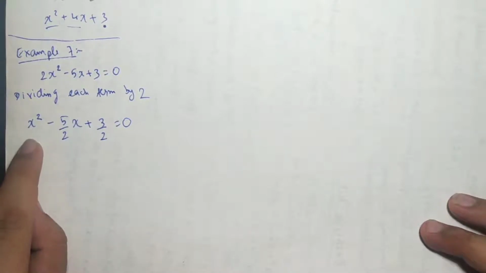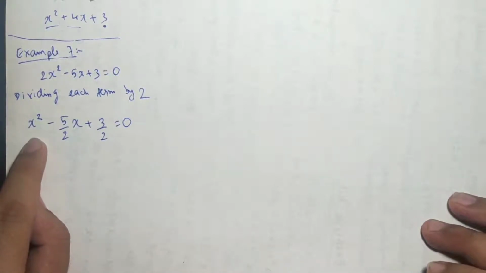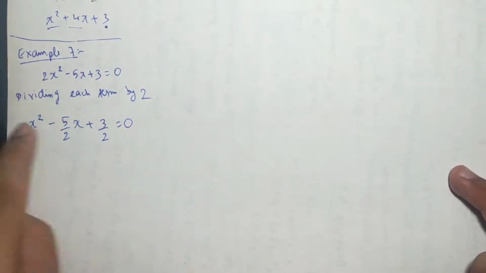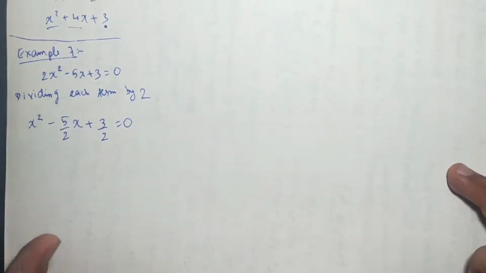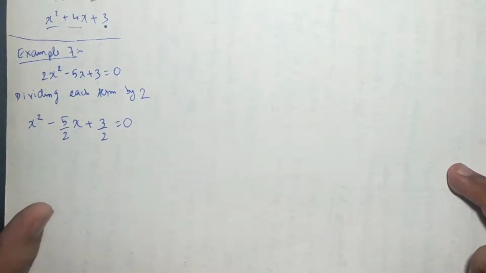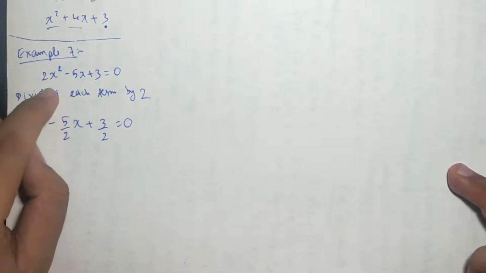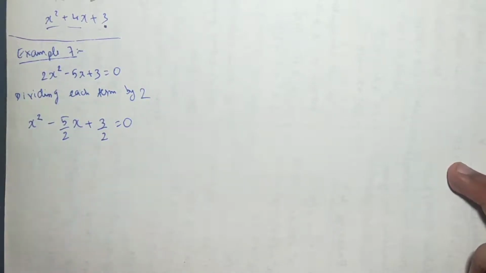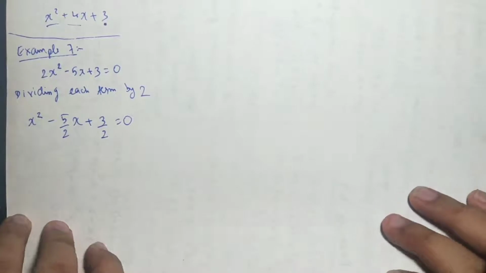Convert the first term x square to have coefficient 1. So how to convert? Divide the whole equation by the coefficient of x square. If the coefficient of x square was 1 over here, this step can be skipped. You can directly move to the second step.